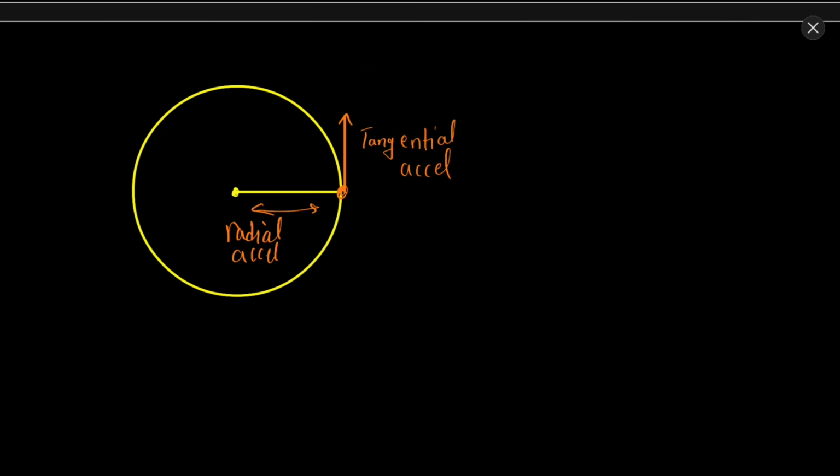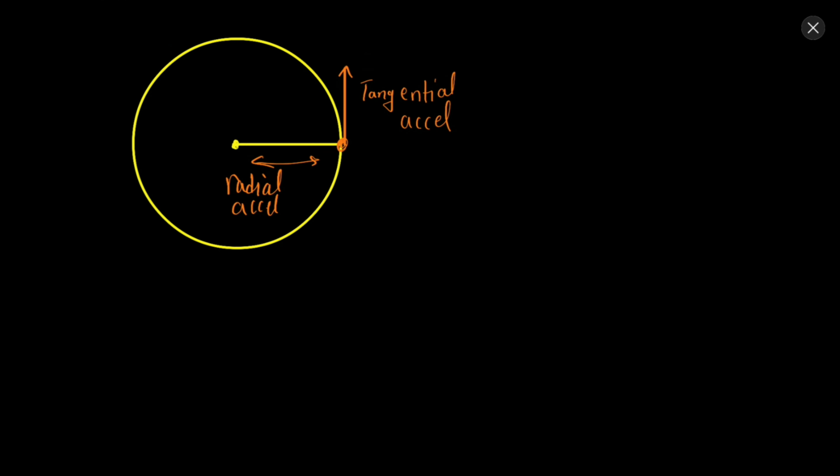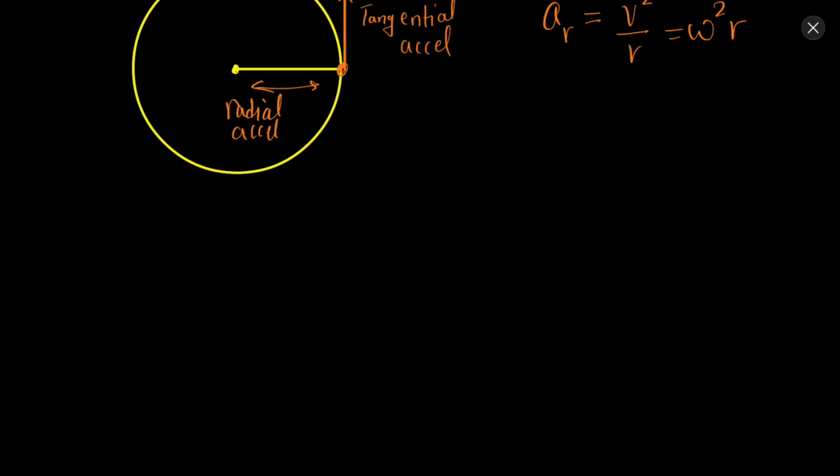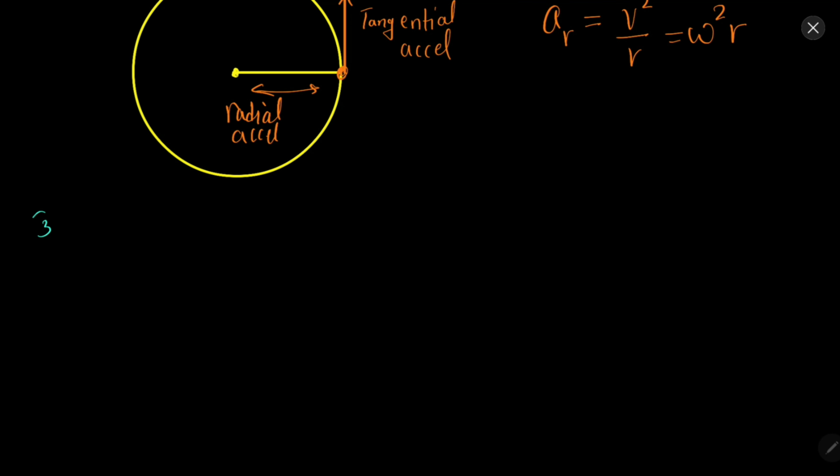So we have two different formulas for the radial acceleration and the tangential acceleration. Now the formula for the radial acceleration is v square by r, or it is also written as omega square r. So you need to remember these formulas for radial acceleration, otherwise you will get confused with the radial and the tangential accelerations. So this is the formula for the radial acceleration. Now let's discuss the relation between the linear acceleration and the angular acceleration.